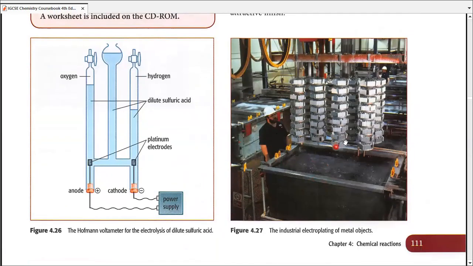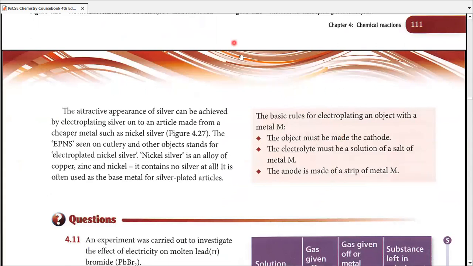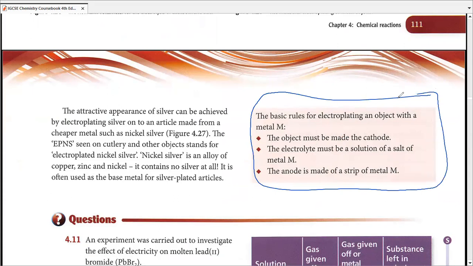As you can see in the diagram, there are specific electrodes that we are going to dip inside a solution of metal objects, and the rules are very basic. This whole thing is going to make you understand what we are about to do. Now, if you need to electroplate an object with a specific metal, let's call it M, this metal can be chromium, silver, or gold, it's entirely up to you. The object must be made the cathode.